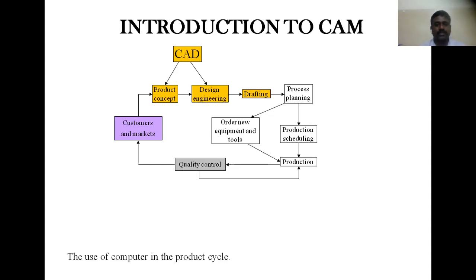So this is a product cycle. We can call it a cycle because it keeps moving from market to market, and as it goes from the market and comes back to the market, a lot of modifications are done, and new concepts will be delivered to the markets.